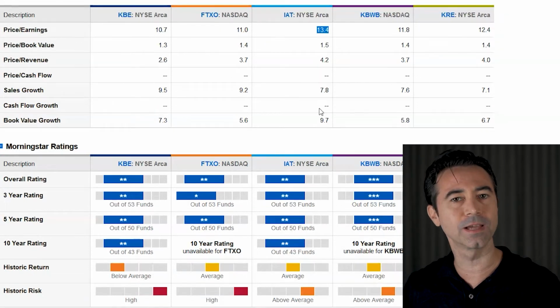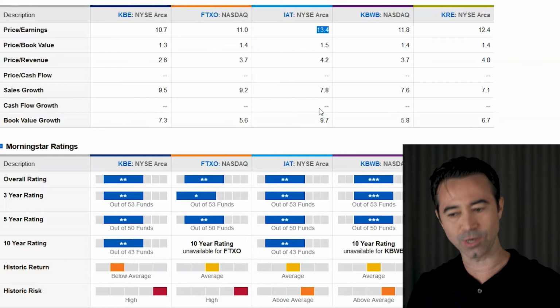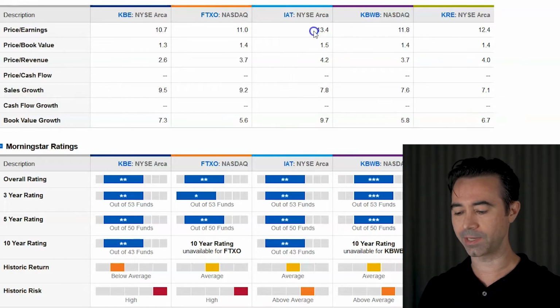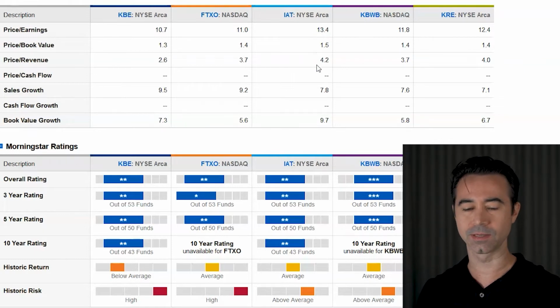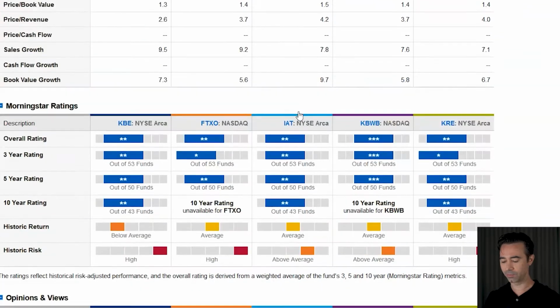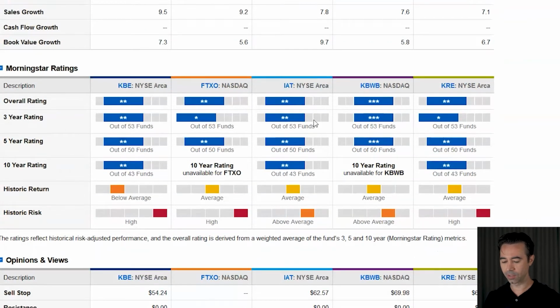Now, I'm not seeing anything glaring that's going to really tell me that I don't want something. IAT has a bit higher of a PE, price to sales, or price to revenue rather. So, okay, IAT I'm going to take a look at. I'm going to mentally put a little mark there. I'm going to move down here and see some of the ratings. So let's see the overall rating for these things.